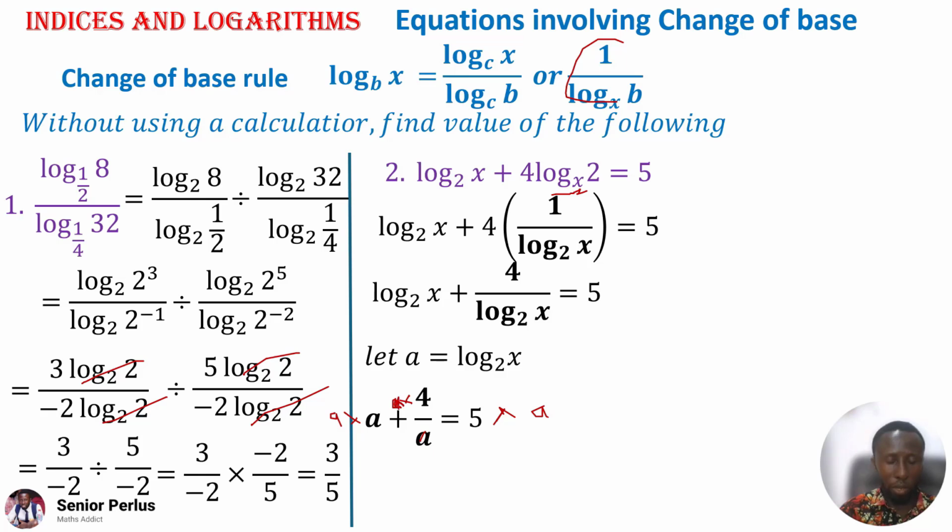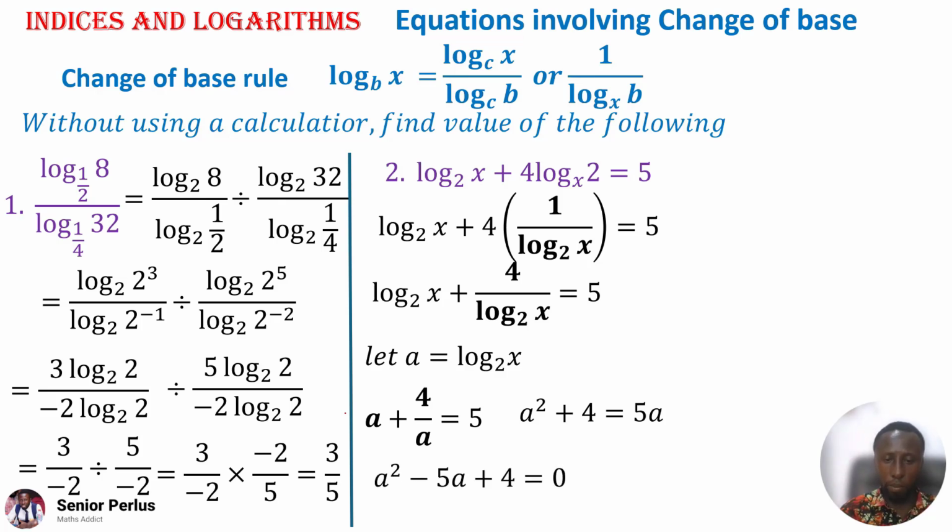So you have A square plus 4 equals 5A. When you multiply both sides by A, this is what we have. And this one is even a quadratic form. Let's make use of our calculator, or you find the factors. So when you use your calculator and you solve it, you have A equals this and A equals this. Solve it yourself. Please solve it for yourself.